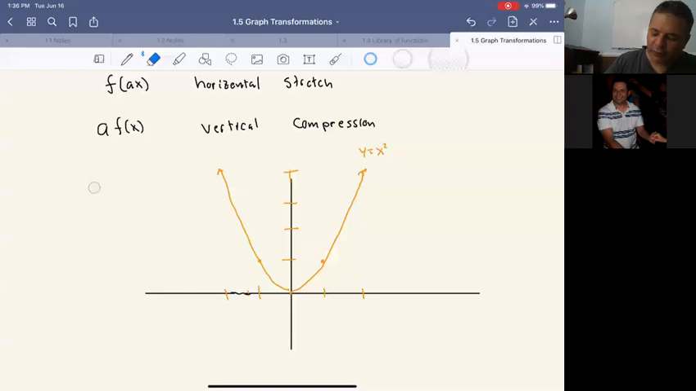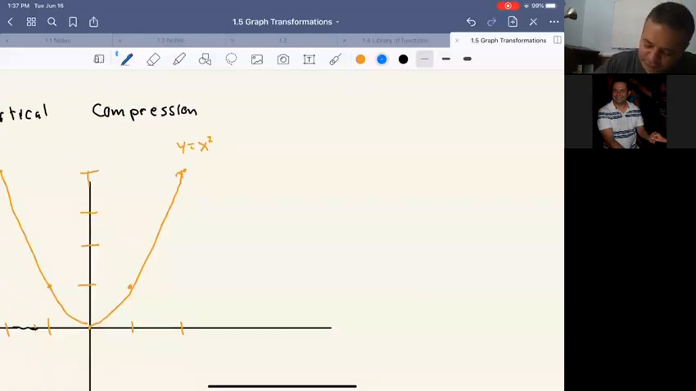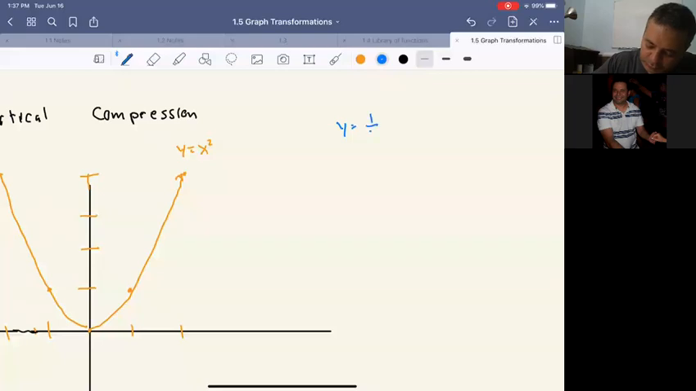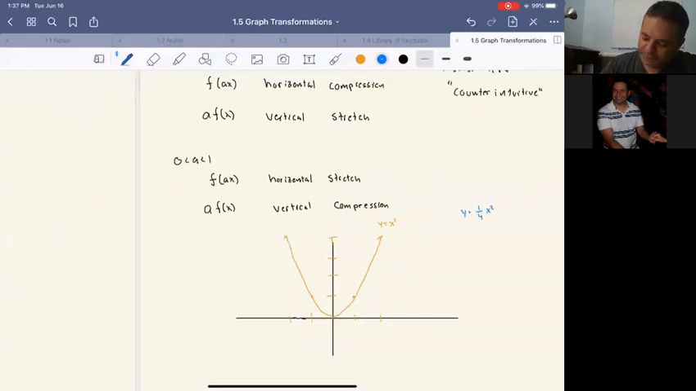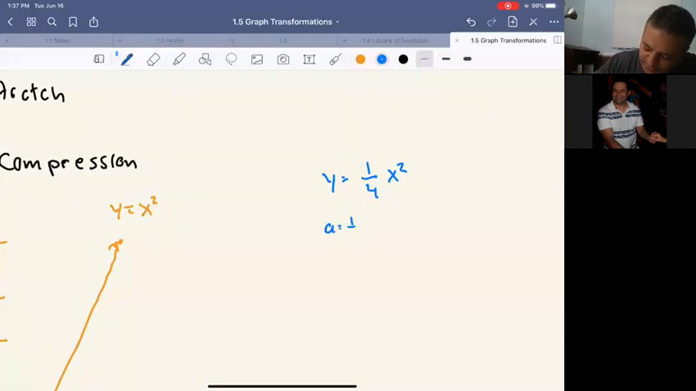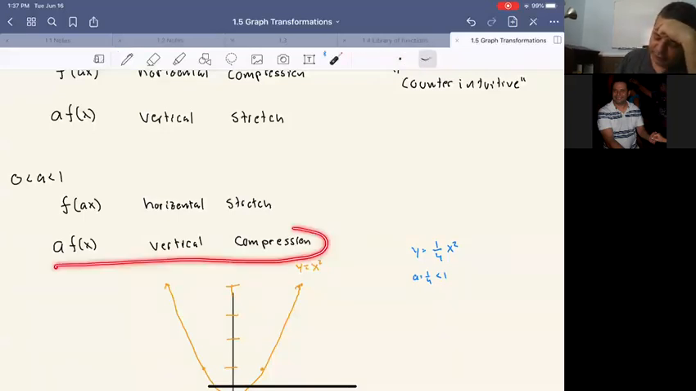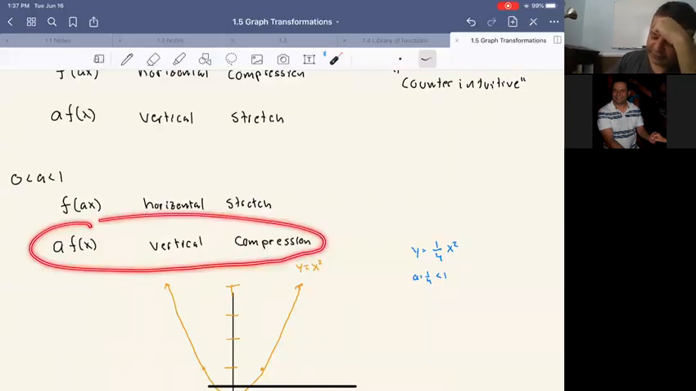y equals, let's do it in blue, y equals 1/4 x squared. So this a equals 1/4 is less than 1. And so we're going to have a vertical compression. Let's see what happens.